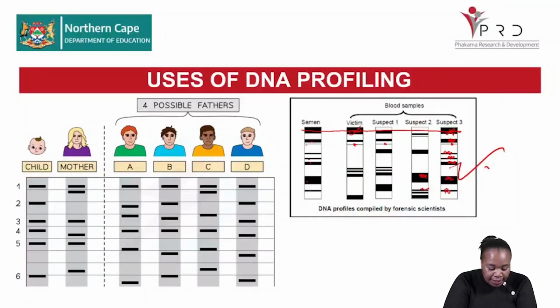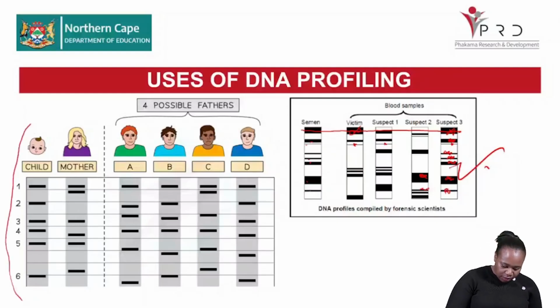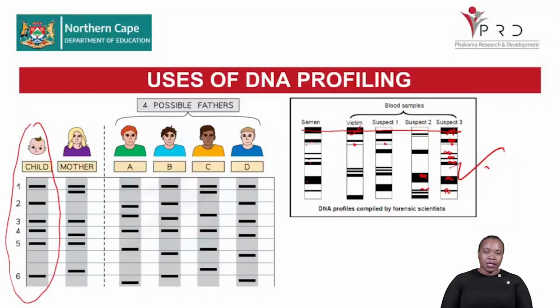Now, when we are looking at paternity testing, we are going to focus on the mother and the child first. Why? Remember, this DNA profile of the child has 6 bands, as we can see here.